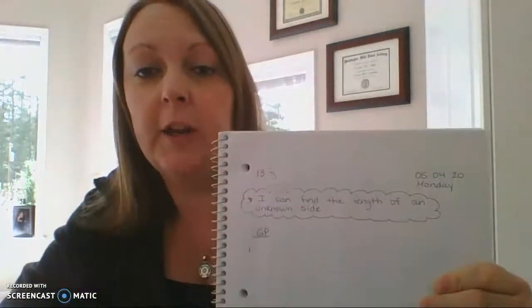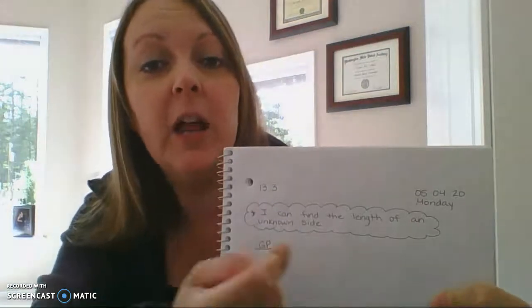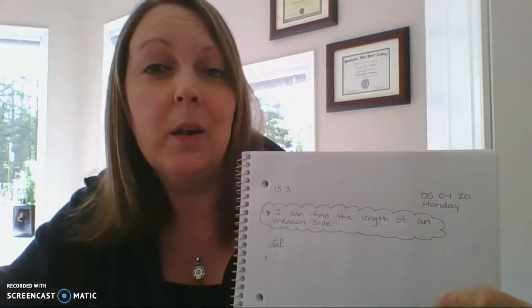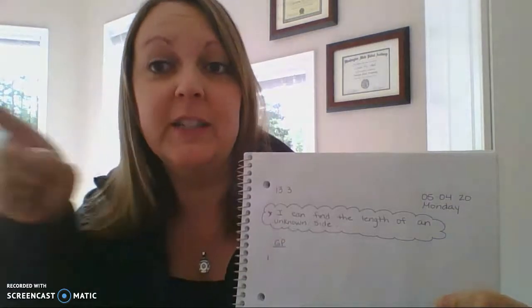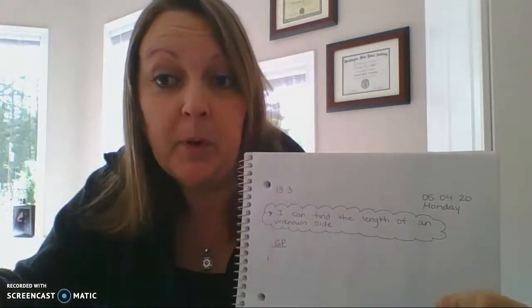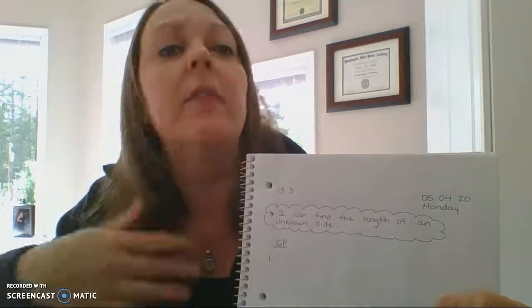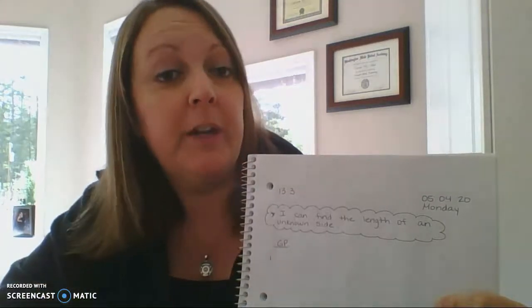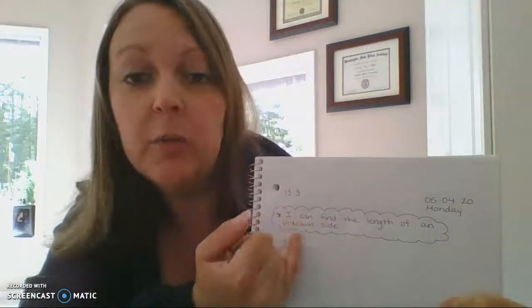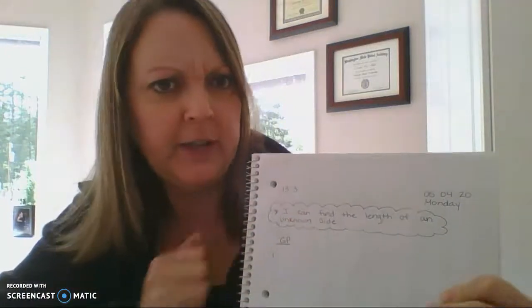So today's learning target is I can find the length of an unknown side. Since we know that the perimeter of a shape is the distance around, and you just have to add up all those numbers, it's the sum of all the sides. Today we're going to figure out how to find the length of an unknown side. What if there's a variable there instead of a number? So Bunny is here to help us. So Bunny, do you remember how to find the perimeter of a shape? Oh, that's right. Remember, you have to add up all the sides.